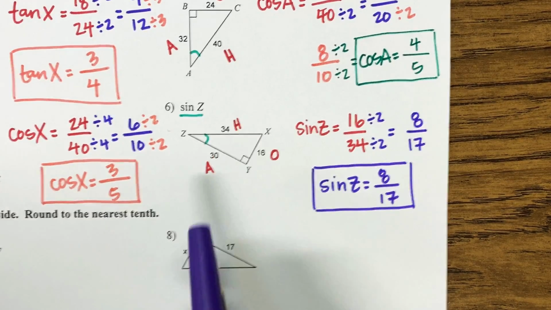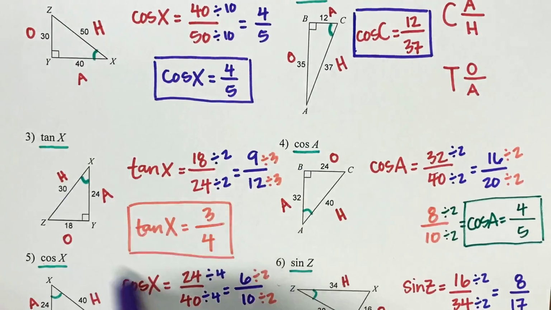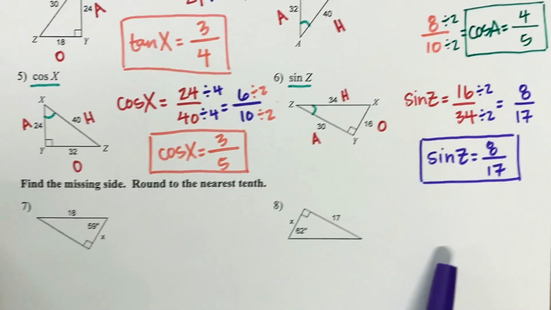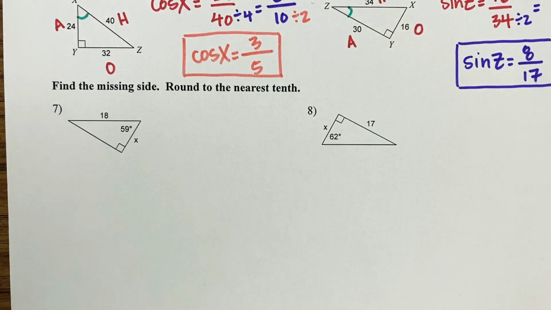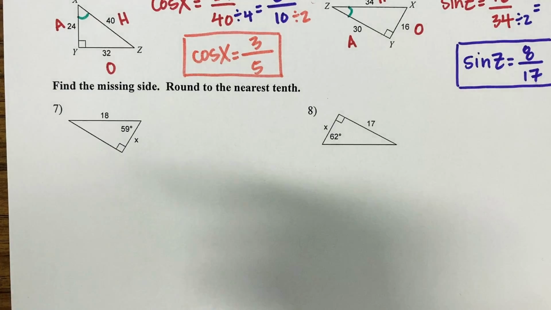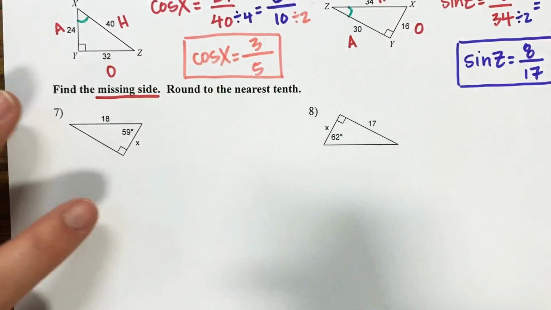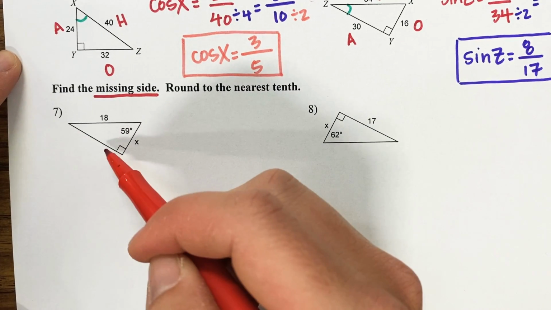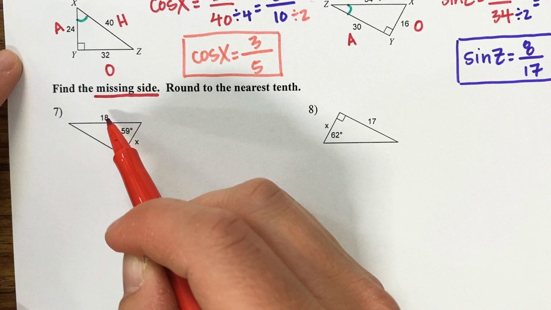Okay, so that was simply setting up the ratios given the angle and the function that it wants. Now in numbers 7 and 8, it wants us to find the missing side. We did some practice with finding the missing side using Pythagorean theorem, and that's where it gives you 2 sides.